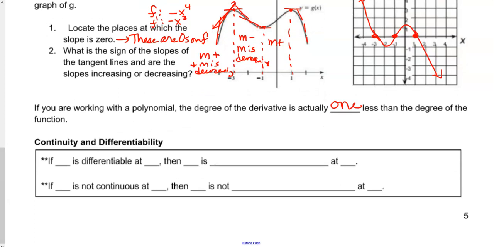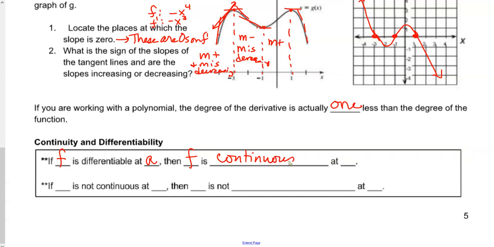Now, let's talk about continuity and differentiability. In chapter 2, section 2.6, I believe it was, we talked about continuity: how a function had to exist at a point A, then the limit at that A value had to exist, and the function value and the limit had to be equal. How does that relate to differentiability? Well, here, if f is differentiable at A, then f is continuous at A.